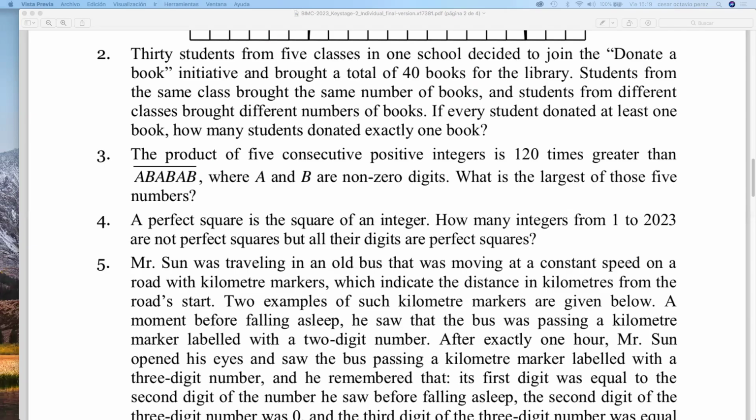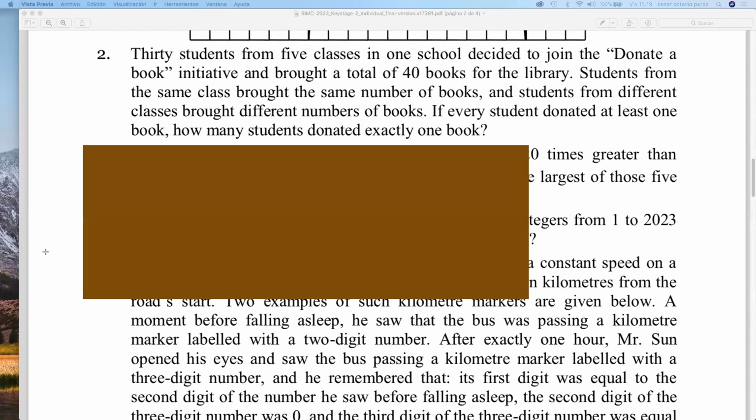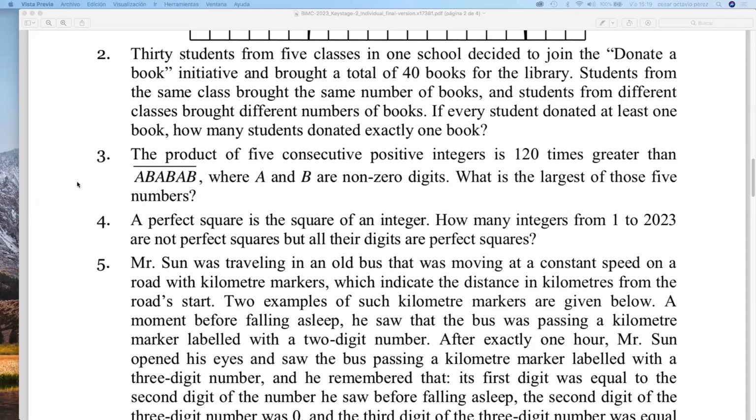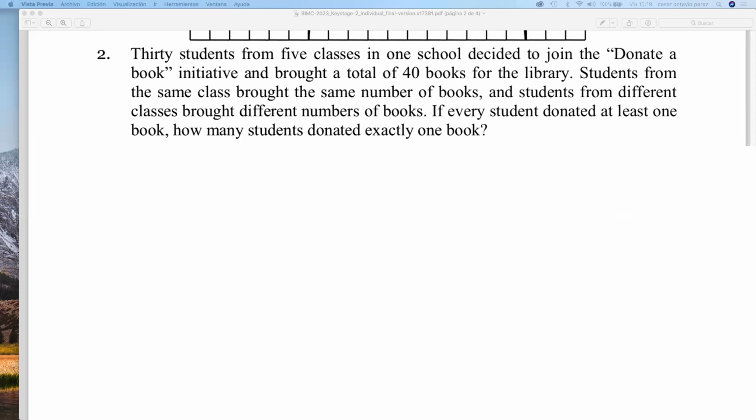30. Why? Can you explain? If each student donated one or two books, then not everyone could donate one book. 5 people need to donate 2 books, and the remaining 30 donated 1 book. Okay.